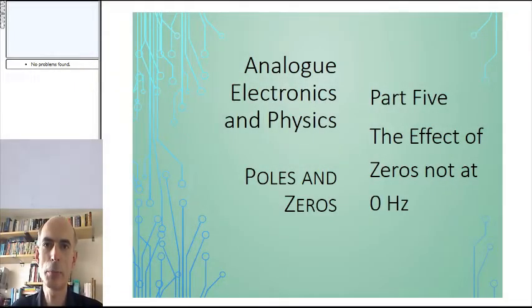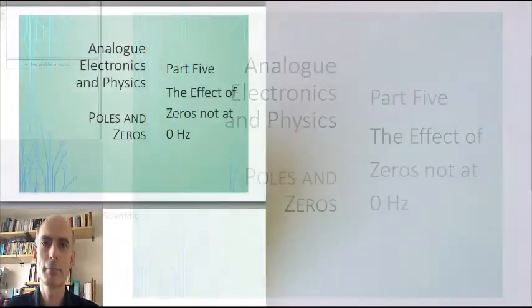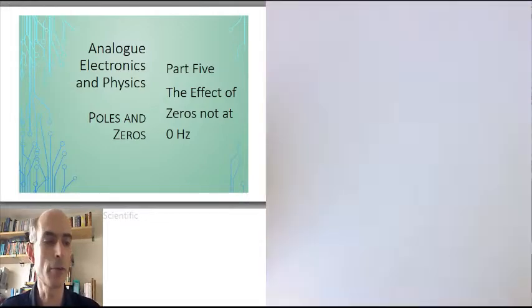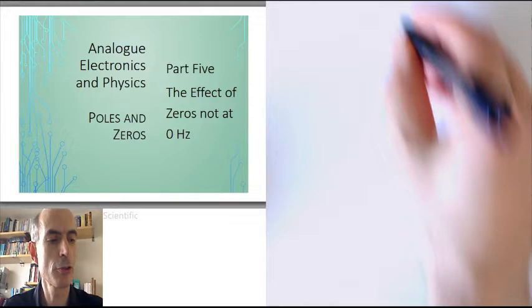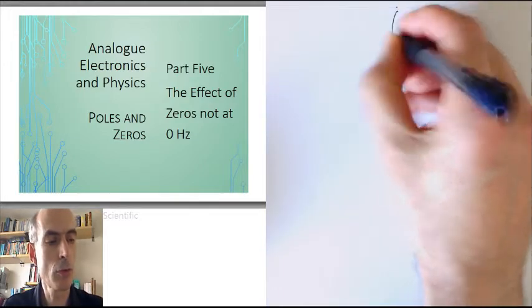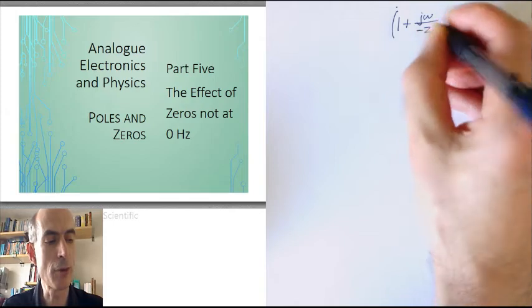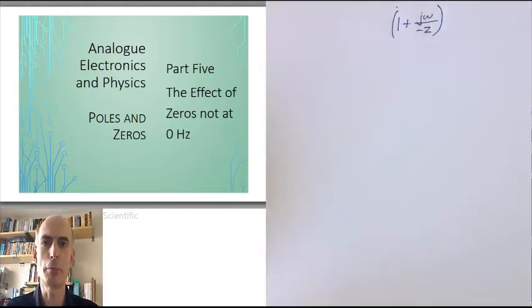This time we're going to be looking at the contribution to the frequency response of zeros which are not at 0 Hz. So these are terms which appear in the numerator of the general expression as 1 plus j omega divided by minus z. That sort of term.